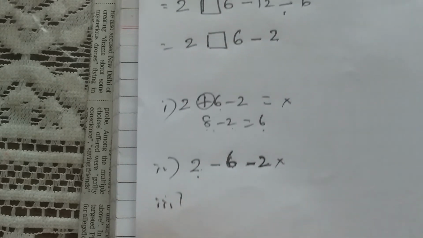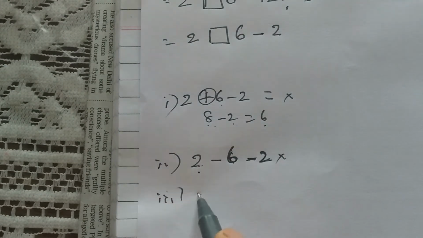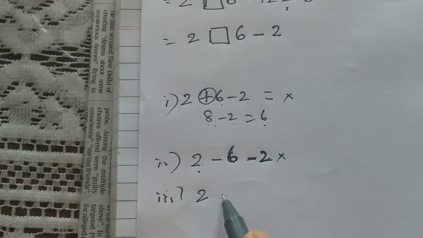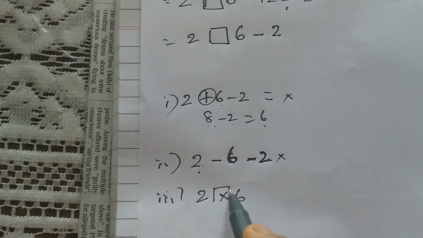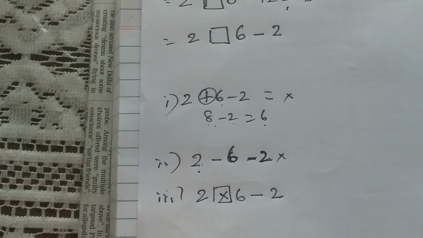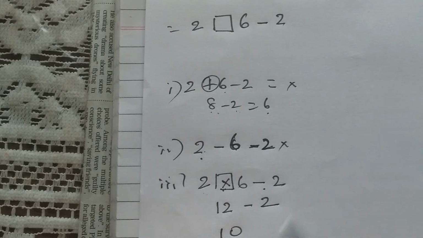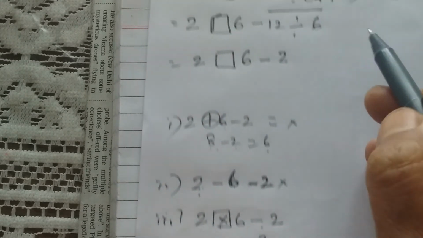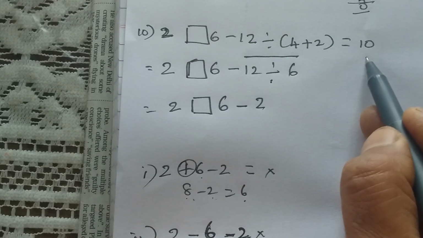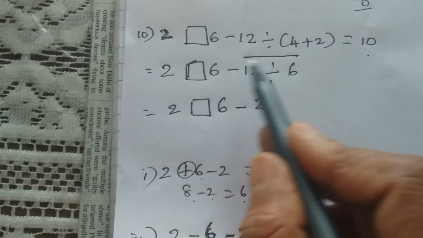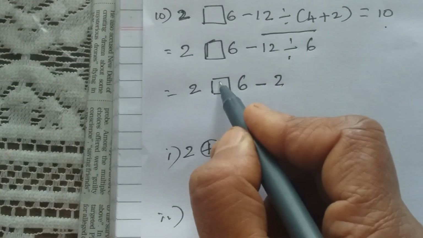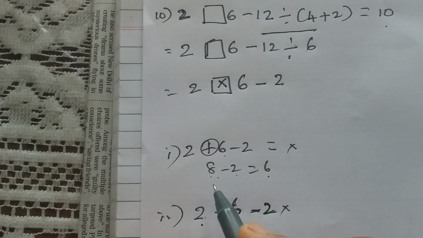Now third option. What is the third option? It is multiplication. In this box we'll put into. 2 into 6 minus 2. So what happens? Multiplication, subtraction. Which one we'll do first? Multiplication. 2 sixes are 12 minus 2. What is 12 minus 2? We're getting the answer 10. See, the answer is 10 and the answer has to be 10. So what operation do you have to put here to get the answer as 10? It is multiplication. In the box you have to put multiplication.